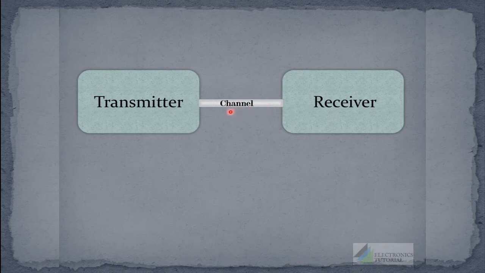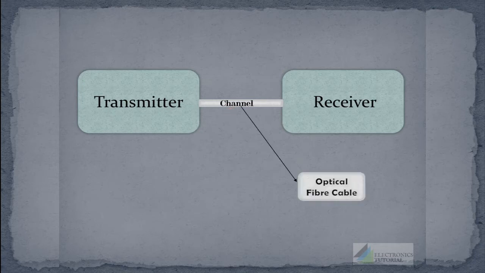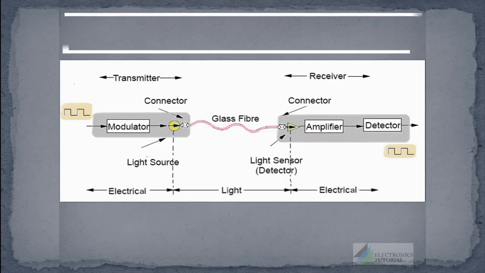We are going to discuss an optical communication system. For such a system, the channel will be an optical fiber cable. The optical fiber cable will be transmitting signals in optical form. So for optical communication, the transmitter will be transmitting optical form of signals. So this transmitter will be converting the electrical signal into an optical signal. Let's discuss how optical signals are being transmitted from one side to the other side.